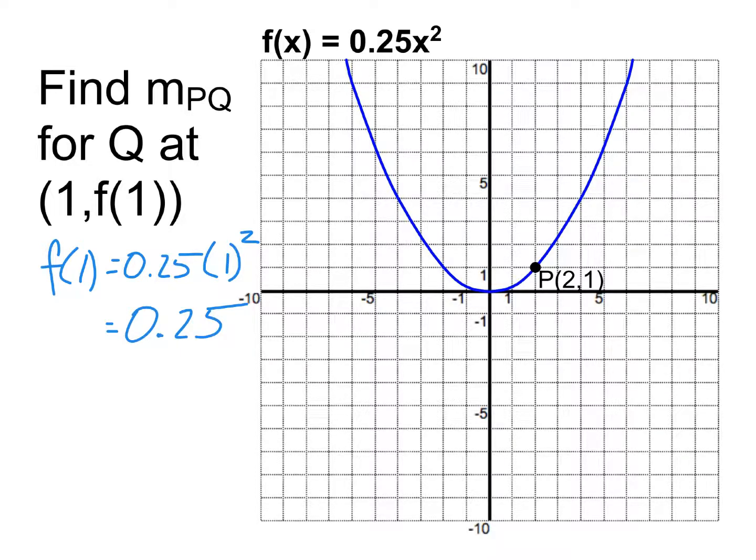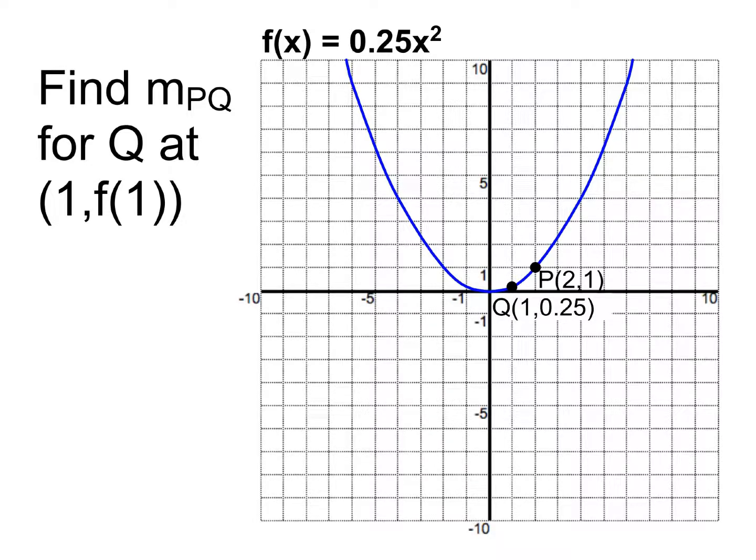So now that we know that the point is actually 1 comma 0.25, now we can go ahead and find the slope between those 2 points again. So go ahead and finish this problem out. Find m sub pq.